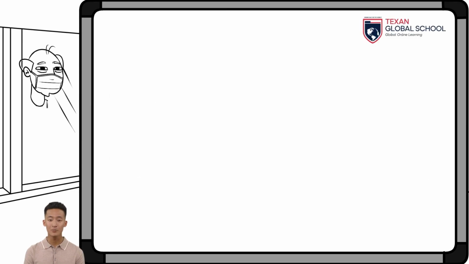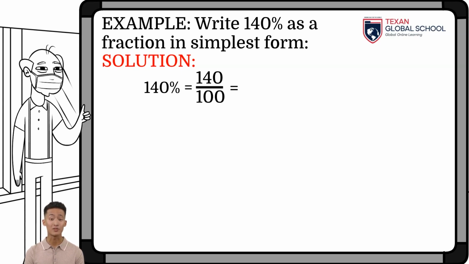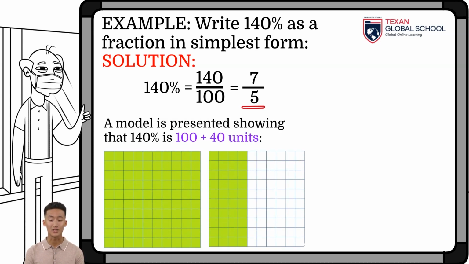In this last example, we will represent 140% in its simplest form. As a fraction, it is represented as 140 over 100. And when simplifying, it is 7/5. The model that represents 140% needs two 10 by 10 squares. Since the desired percent is greater than 100%, it has to be 100 plus 40 units. That is, the total plus an additional 40%. With this model, 140 squares or units are represented.